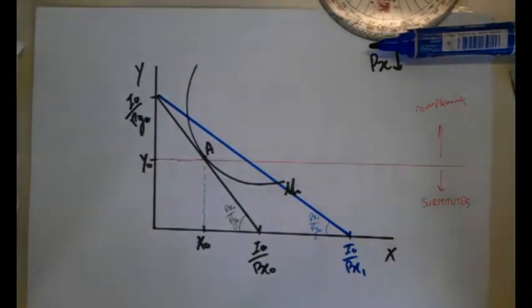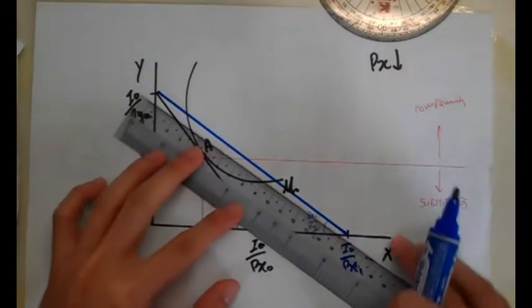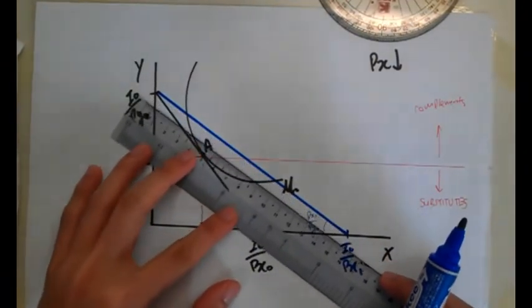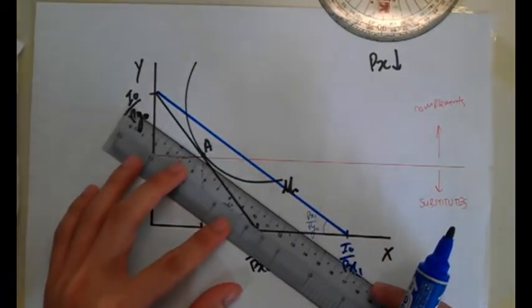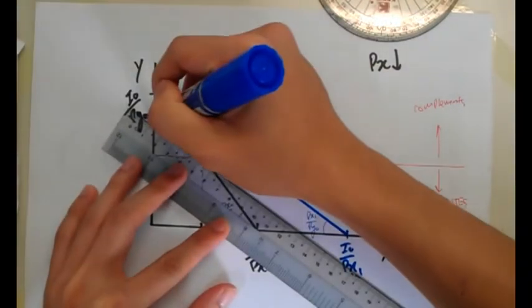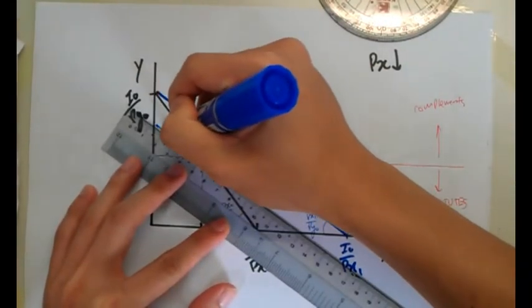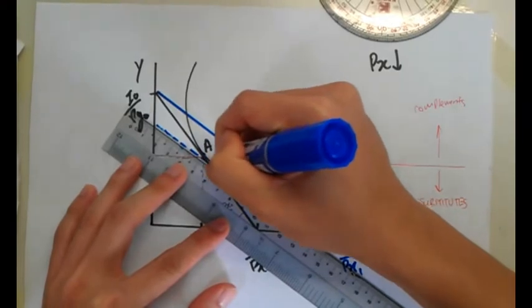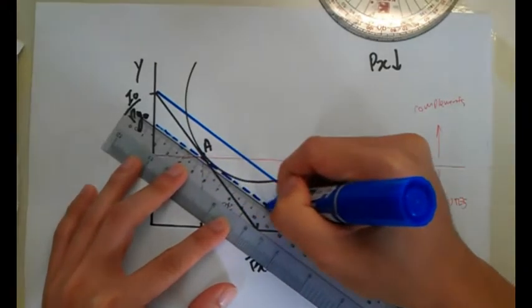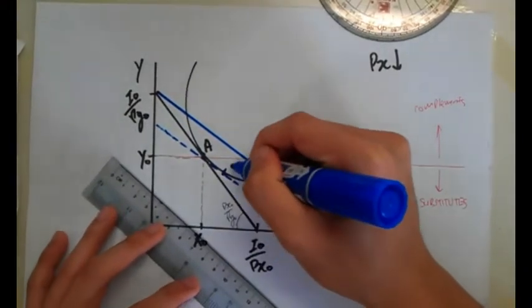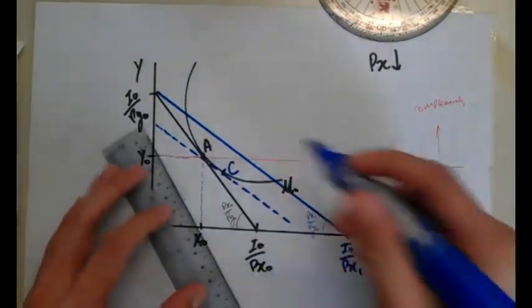They didn't say anything about Slutsky, so we're just going to stick with Hicks. We draw the imaginary budget line tangent to the indifference curve, and it touches somewhere here. So this is point C.